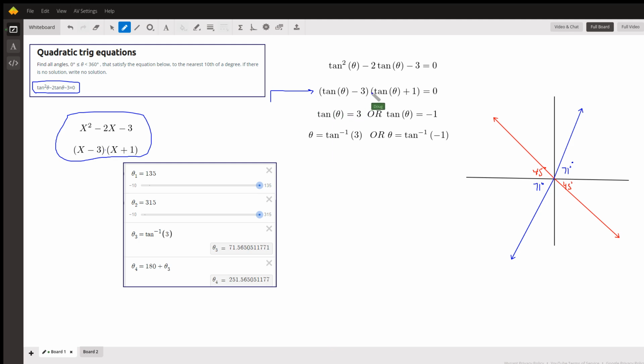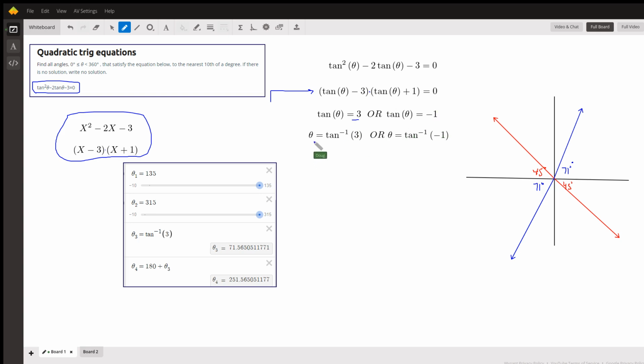And now when two algebraic or arithmetical expressions are multiplied and the product is equal to 0, then either one of them has to equal 0 or the other one has to equal 0. So tangent of theta minus 3 equals 0 implies that the tangent of theta equals 3. Tangent of theta plus 1 equals 0 implies that the tangent of theta equals minus 1.